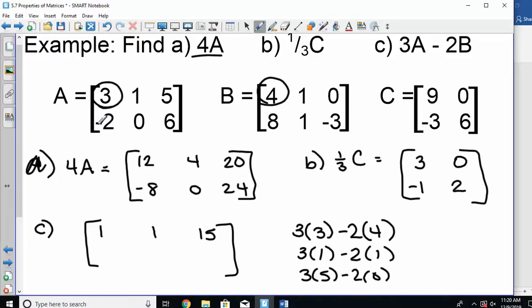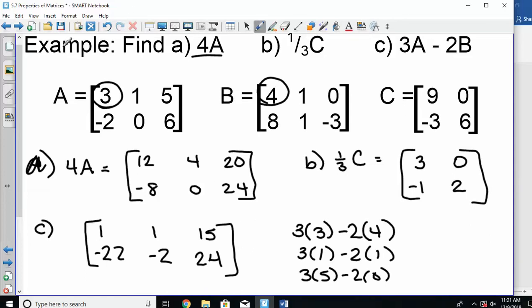3 times negative 2 is negative 6 minus 2 times 8. So negative 6 minus 16. 3 times 0 minus 2 times 1, so 0 minus 2, negative 2. 3 times 6 minus 2 times negative 3, so 18 plus 6. Are we okay with all those? Do we need extra examples of any of that stuff?